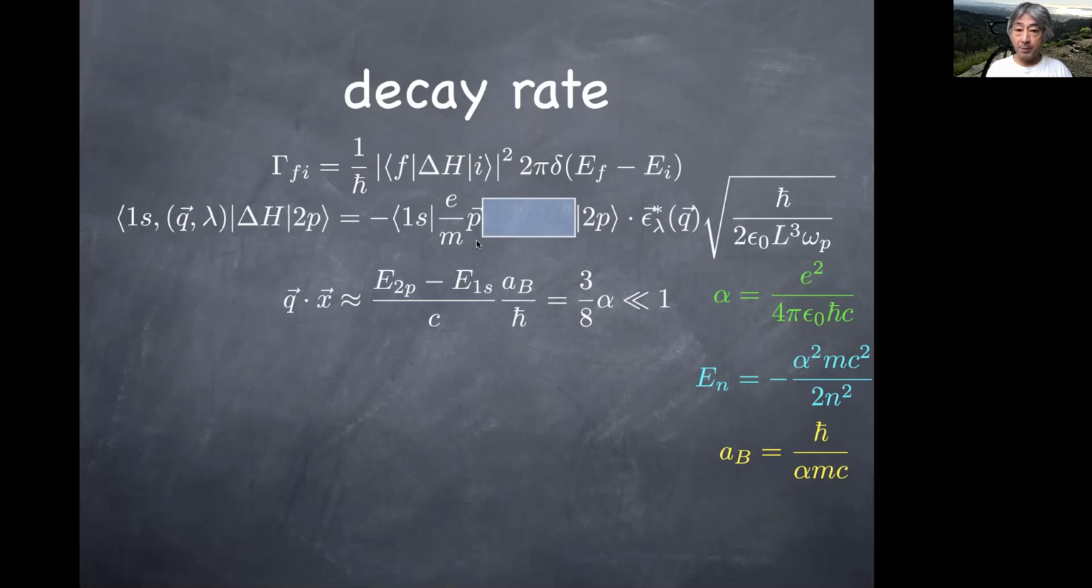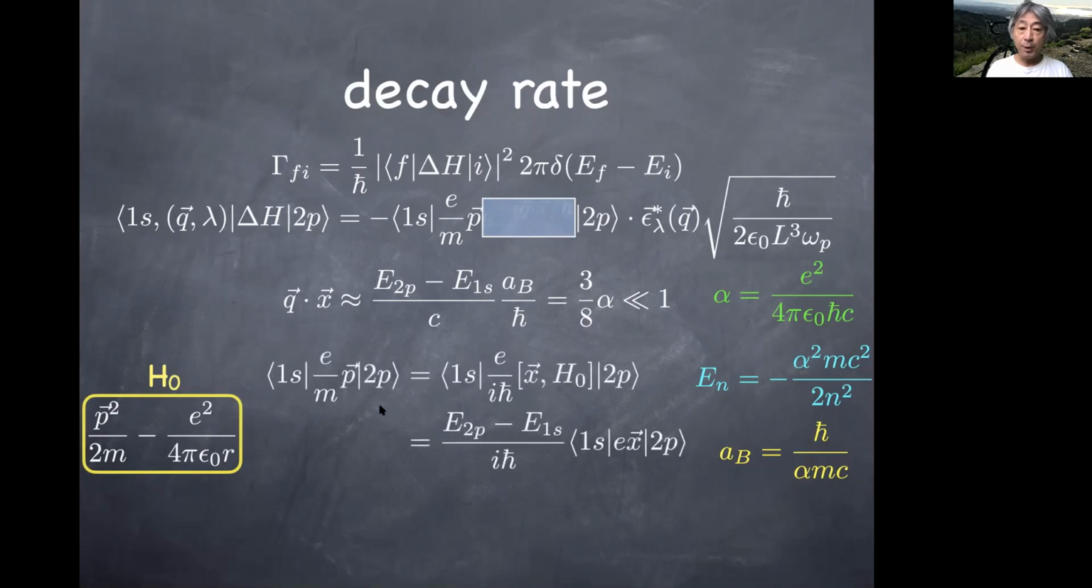And another little trick I'm going to use is to rewrite this momentum operator using the position operator. We know what we are doing is perturbation theory, and the initial and final states are the eigenstates of this unperturbed Hamiltonian H naught. And using this H naught, I can rewrite this p over m as a commutator of x and this unperturbed Hamiltonian. So that's fairly easy to check.